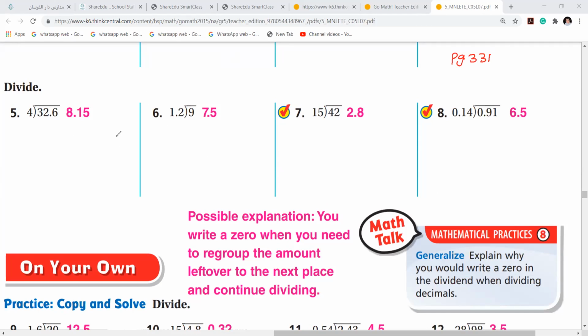Miss, will this be in the final test? No, girls. In fact, the whole chapter 5 is not there in your final test. Oh, okay.